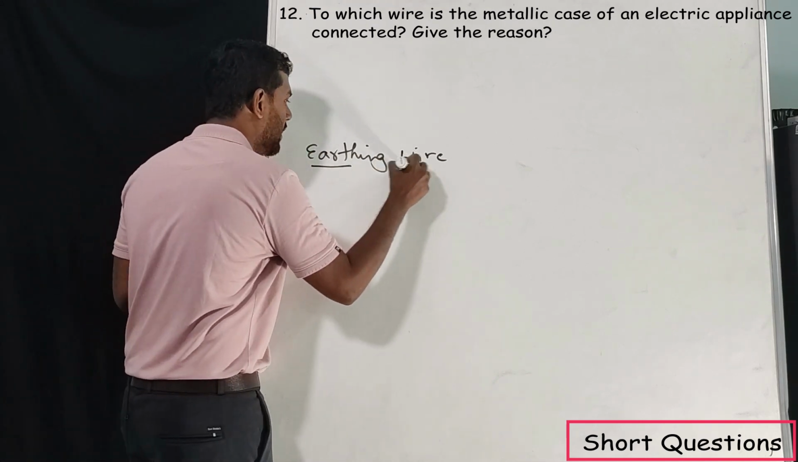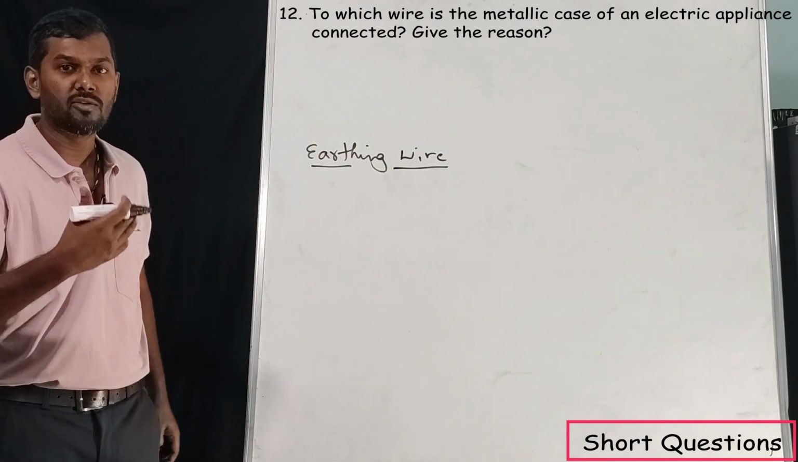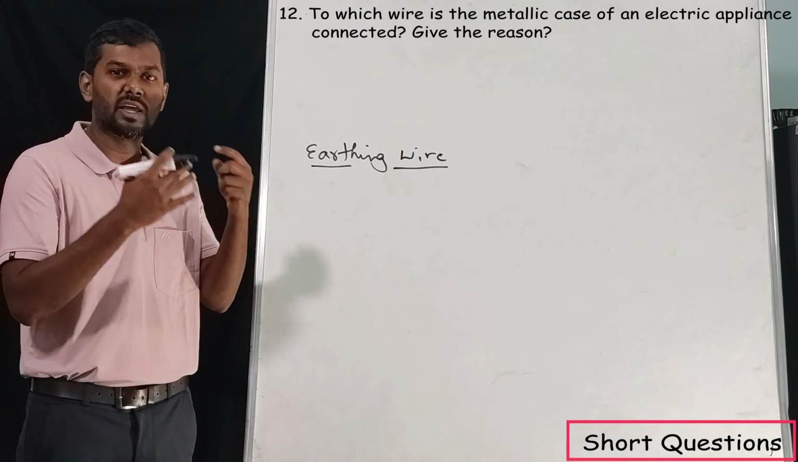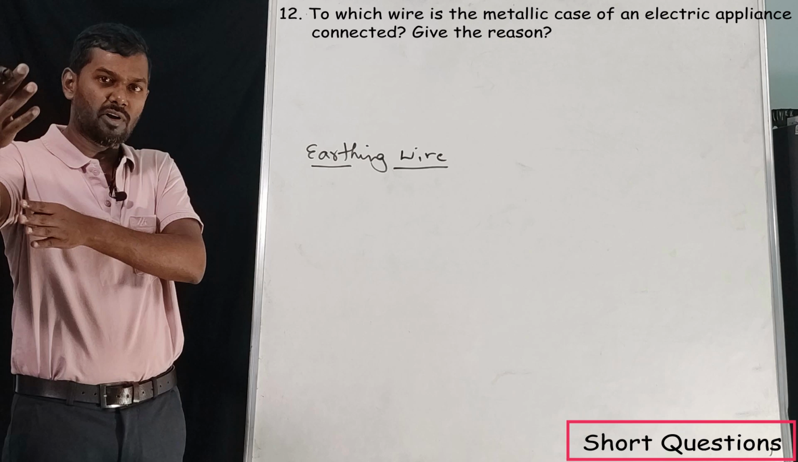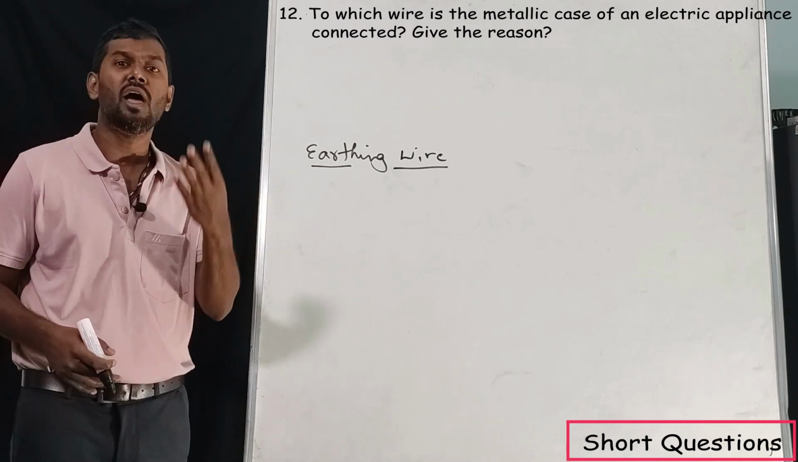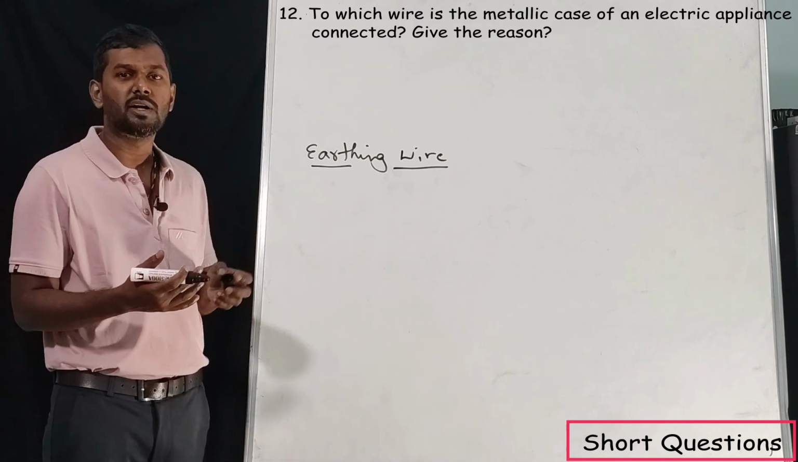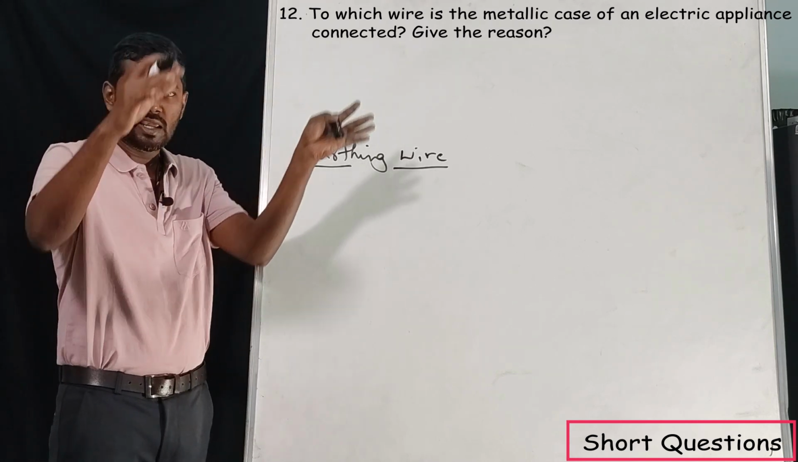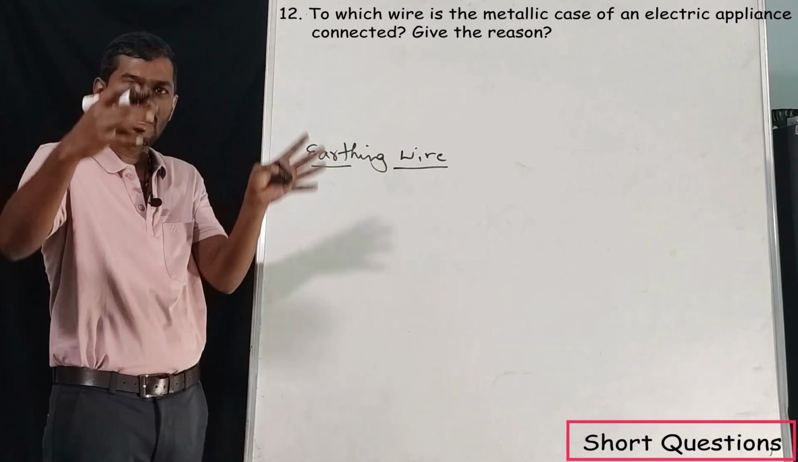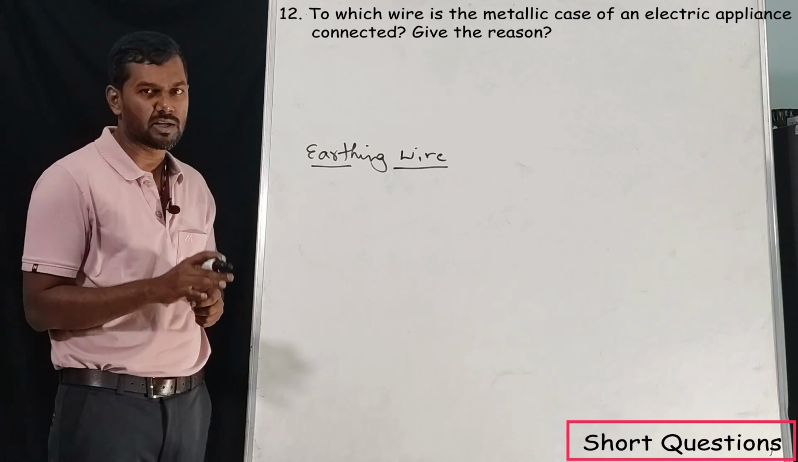What do you mean by earthing? Earthing is done to safeguard ourselves. It is safe for the users. See, the fuse is safe for the devices. Earthing is safe for the humans. Whenever a person touches the appliance, what is he going to touch? He or she touches the metallic case. The metallic case is nothing but the outer case of the appliance. That is what we can touch, right?